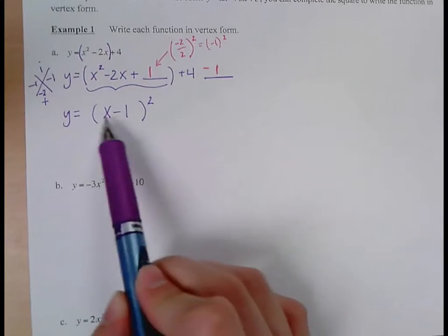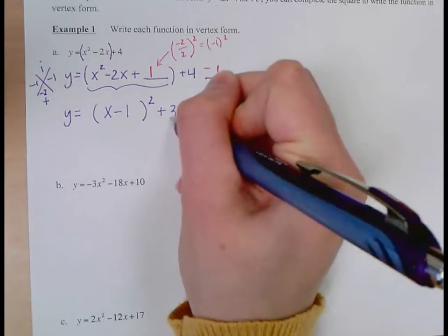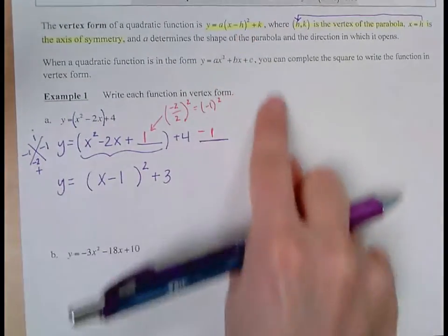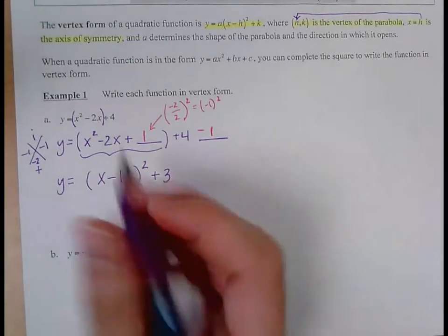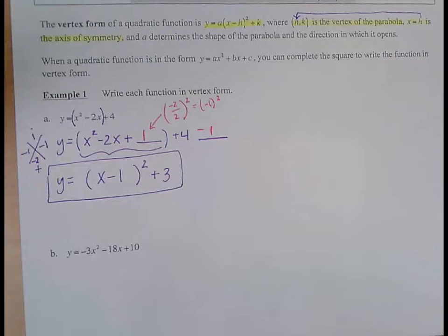And then after your quantity here, you can combine the 4 minus 1. So that would be plus 3. And now if you look at the formula for vertex form, it is in vertex form. That is the same equation, but in vertex form versus standard form.